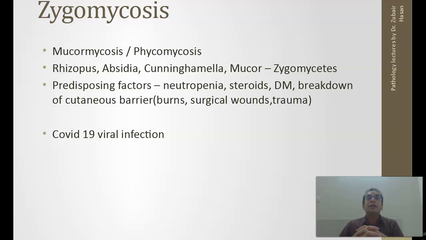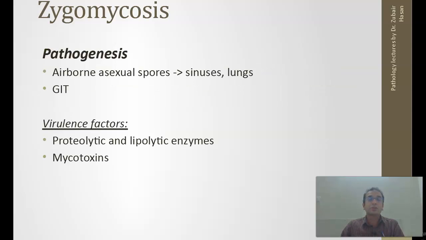Now, of late, the attention has focused on COVID-19. We are all worried and puzzled about why it has happened. Well, it is not puzzling, because in COVID-19 we are using steroids as a life-saving measure. And when we use steroids and the patients tend to be diabetic, then you can have mucormycosis on the rise. So, pathogenesis: they are airborne, they are asexual spores, they involve the sinuses.